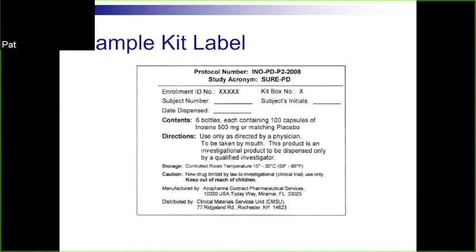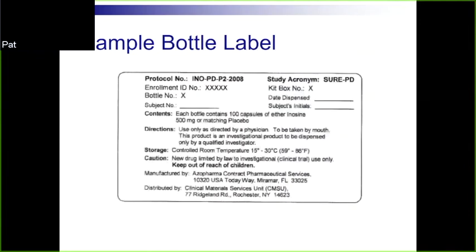This is a label for a kit box that contains 6 bottles of study drug. And then that same either or statement appears in the contents of the bottle label also. And this is just an example of a clinical label that maintains the blind of this placebo-controlled study.